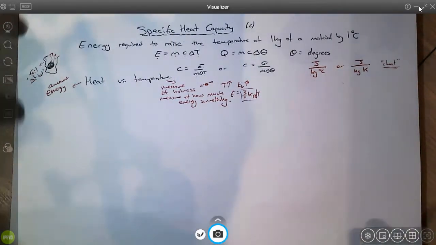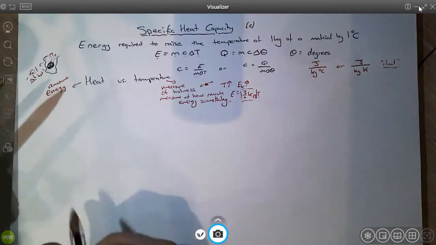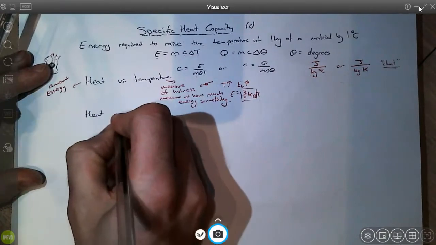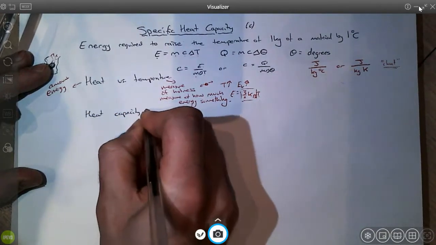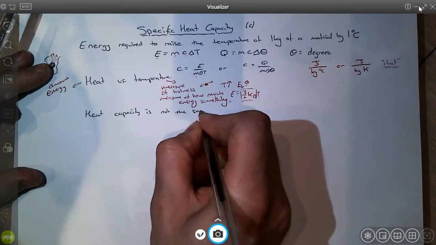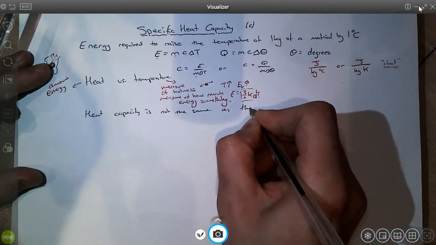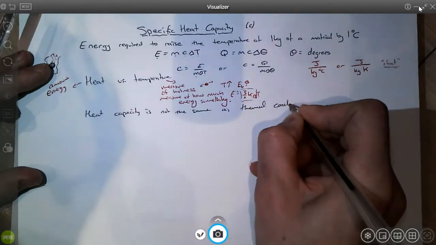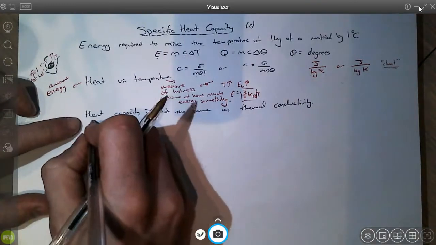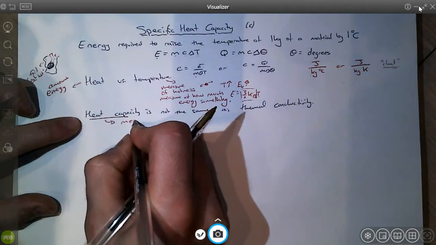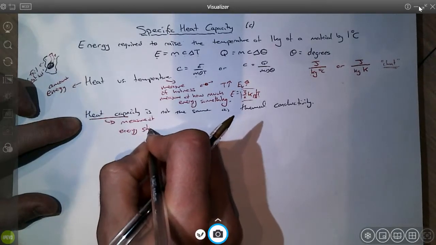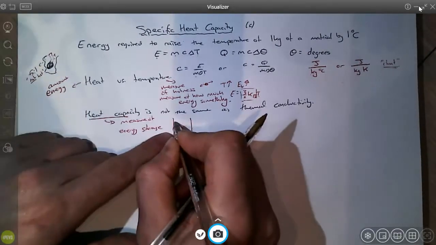So there's one other important distinction for this. What is heat capacity not? Heat capacity is not the same as thermal conductivity. These are different things, and students do get these mixed up. Heat capacity is a measure of energy storage. How much energy can something store?